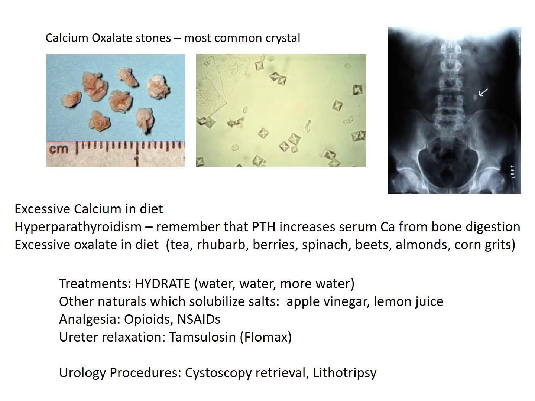Remember I told you that I had an obstructed kidney stone? It turned out it was a calcium oxalate stone, and I kind of figured out why this happened. I don't take calcium supplementation. I'm not hyperparathyroid. They checked me for that. But my problem was oxalate, and I was drinking a lot of tea. I love tea. Constantly drinking tea.